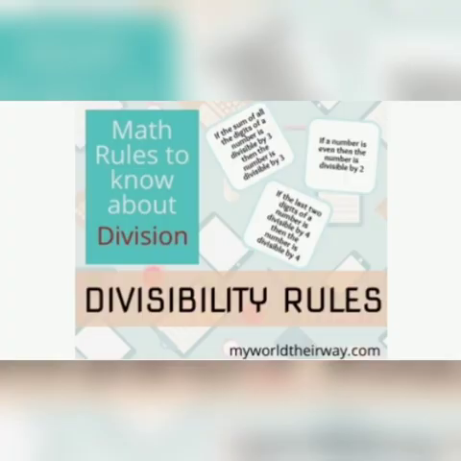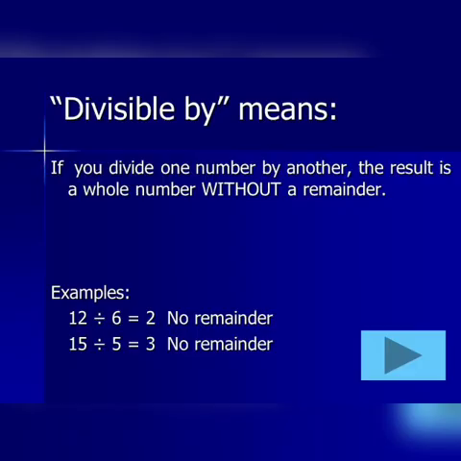Now, there is a math rule to know more about division, which is called divisibility rules. First of all, we should know what is meant by divisible by. If we divide one number by another, the result is a whole number without a remainder. We get the quotient as a whole number, but we won't get any remainder. Our remainder will be 0. That is called divisible by.